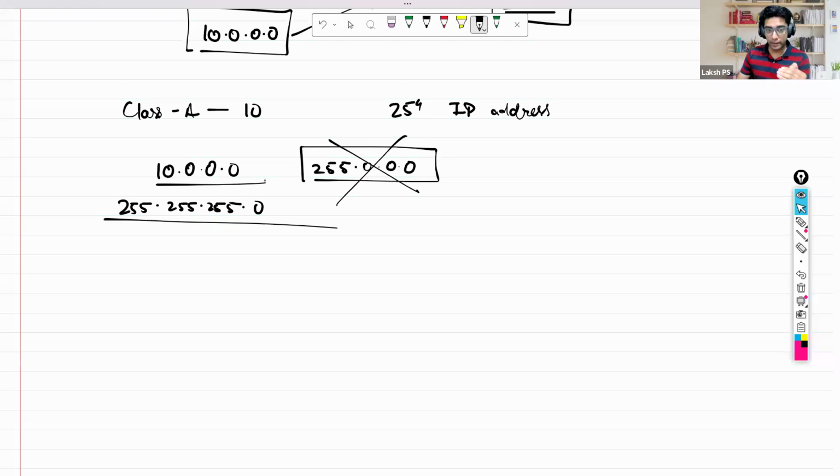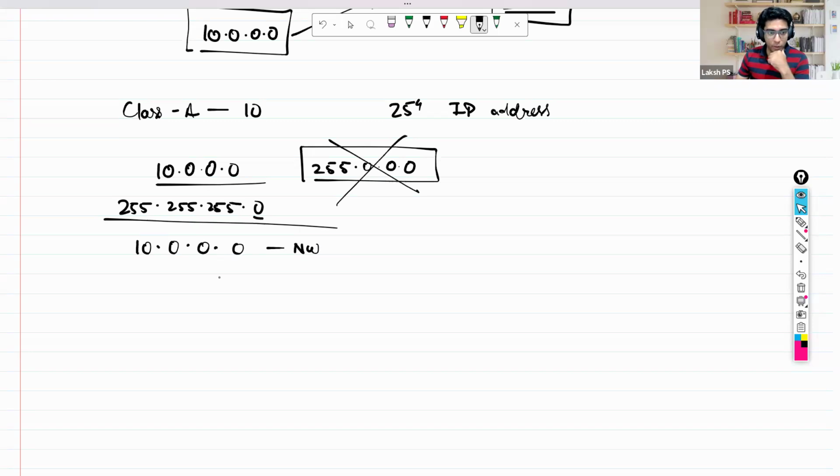Let's try to calculate the network ID, the usable IP address range, and the broadcast ID. What is going to be the network ID for this one? To find out the network ID, we know wherever there is 255, copy that value. So 10.0.0. This is 0, so 0. This is your network ID.